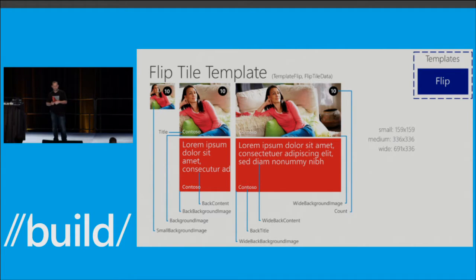I'm not going to go through all the individual properties. You can look at that on MSDN, but I do want to talk a little bit about the sizes. We have multiple resolutions in Windows Phone 8. You can have WVGA, you can have 720p, and you can have WXGA, but we didn't want developers to have to create image assets for every single resolution.